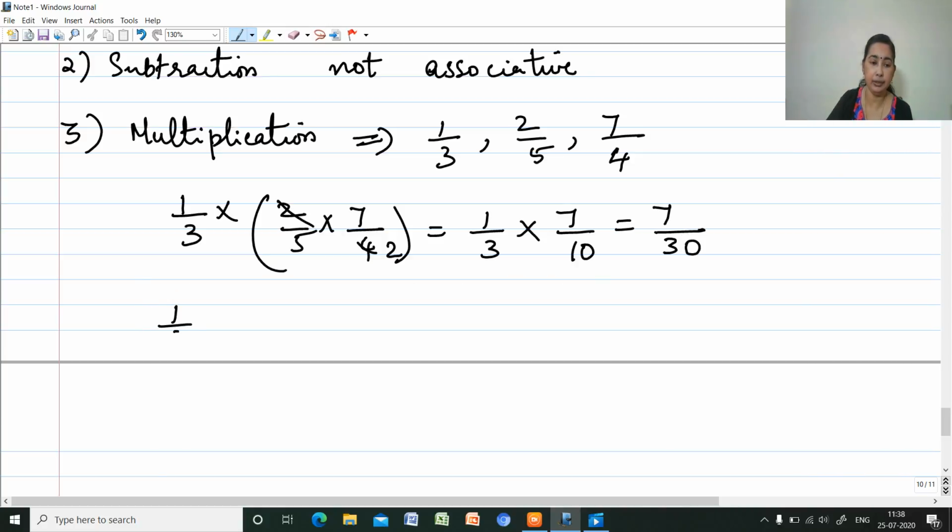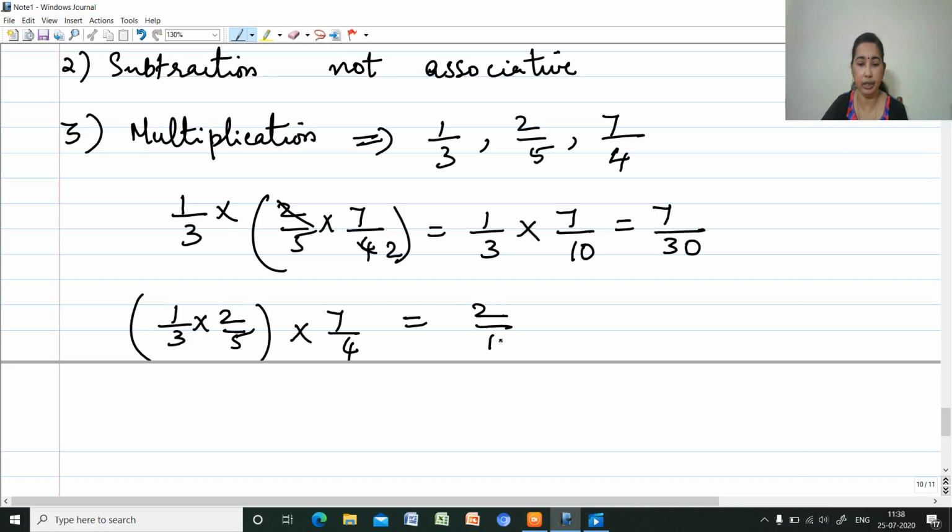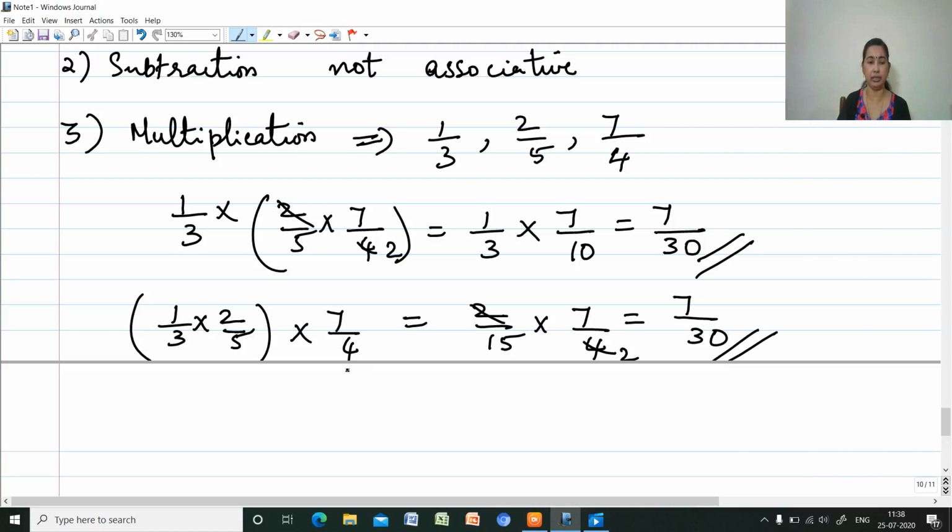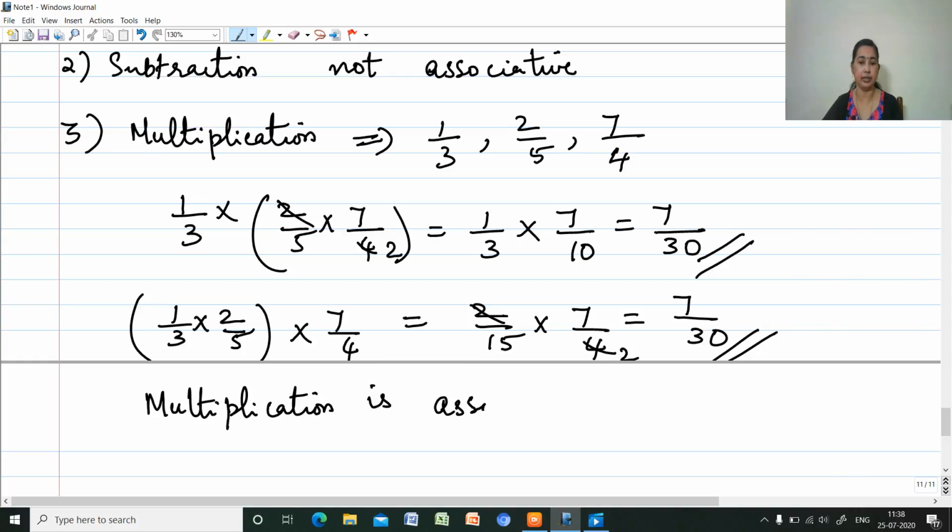Same way, 1 by 3 into 2 by 5 into 7 by 4. Rearranging and writing, here 2 by 15 into 7 by 4. That is 2 getting cancelled, you will get 7 by 30. So we'll get the same answer here. If we are rearranging and multiplying also, we'll get the same answer. That means multiplication is associative.